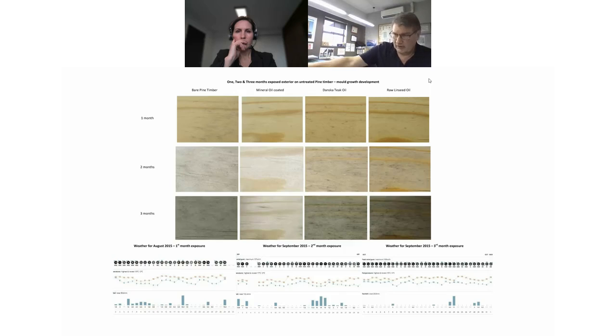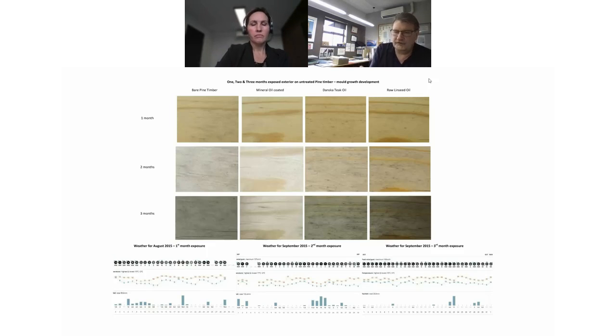And you can see down the bottom there, that's the weather, which had dry and wet cycles, etc. And you can just see that the timber grew mold, as you would expect. The mineral oil grew less mold because the oil is petrochemical based, so it doesn't act as a feedstock for the food. Then you've got Danske teak oil.